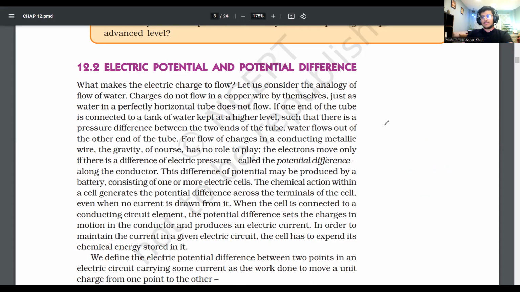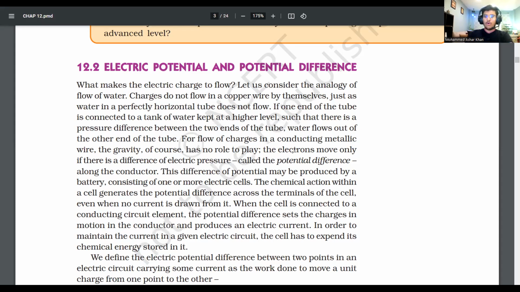Anyway, coming back to this, electric potential and potential difference. So what is electric potential? Let's take the analogy that NCERT has given us. What makes the electric charge to flow? Let us consider the analogy of flow of water. Charges do not flow in a copper wire by themselves, just as water in a perfectly horizontal tube does not flow. If one end of the tube is connected to a tank of water kept at a higher level, such that there is a pressure difference between the two ends of the tube, water flows out of the other end of the tube.